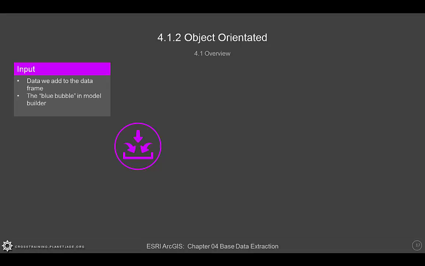Sometimes if we're in Model Builder, when we are ready to add data, it usually comes in the form of a blue bubble. And then finally, we usually save data that we add to our ArcGIS, for example base data, in the source folder of our file management system. So when we're adding data, we're usually adding it to some sort of controller.